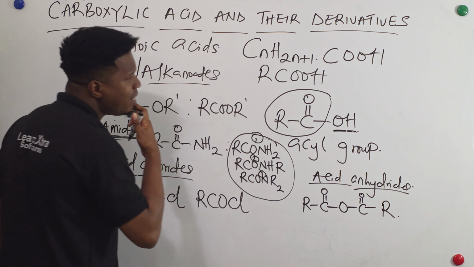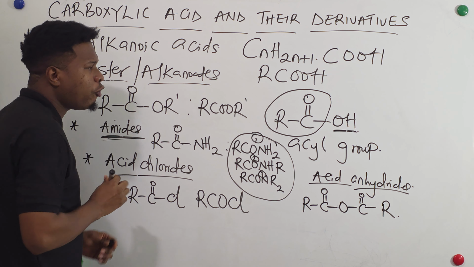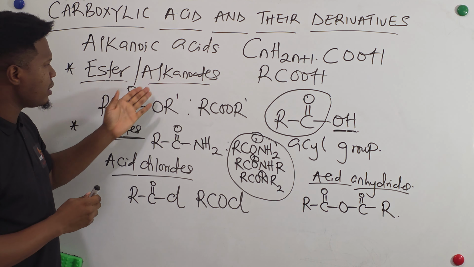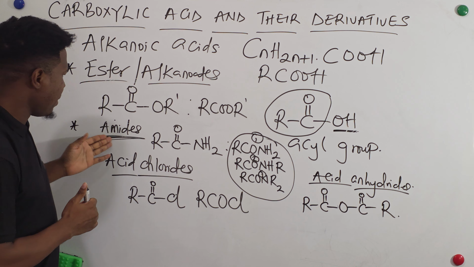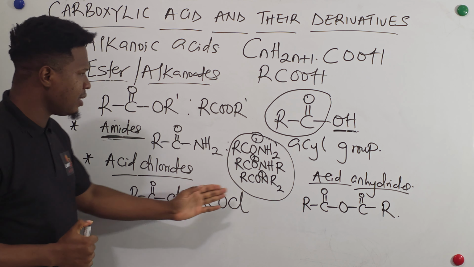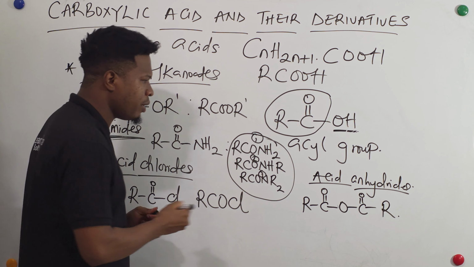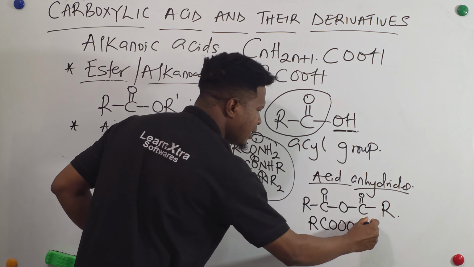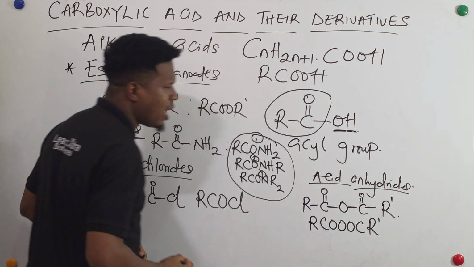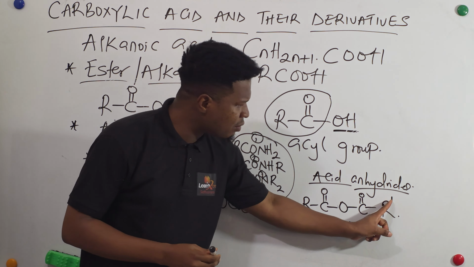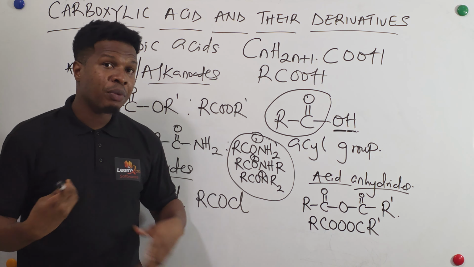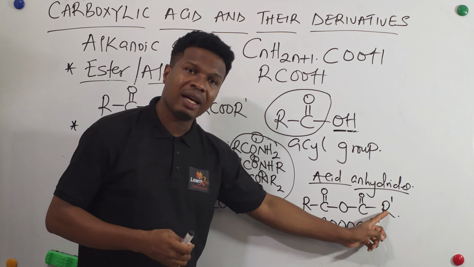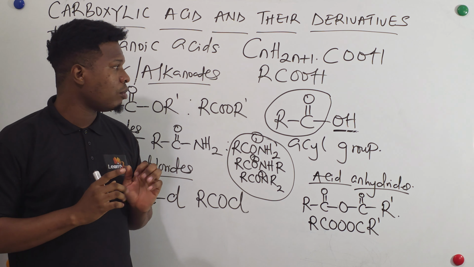We added this group. So in the carboxylic acids, there are 4 derivatives. The first ones are called ester or alkanoates, which is this, amides, which is this, acid chloride, which is this, and acid anhydride. So what you are seeing here can also be written as RCOOCR. These two R might not be the same. If you see me using this prime, it means that these two things might not be the same. It can be different, it can be the same. It can be a methyl here, ethyl here, any alkyl group. So that's what I'm trying to explain here.